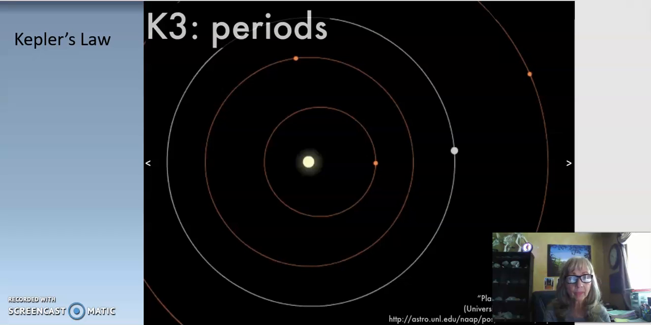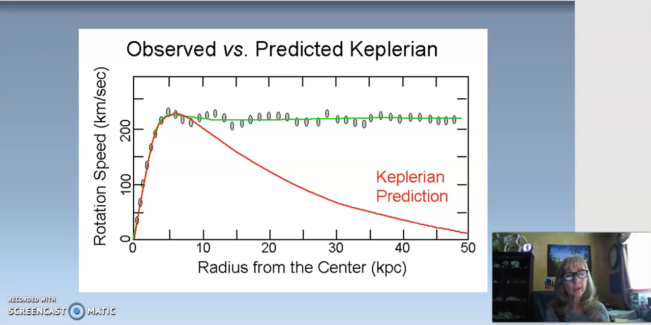So in Kepler's law, we remember that the planets that are closest to the sun have a stronger gravitational pull, and therefore they travel faster than the planets that are farther out. So they orbit much quicker. Not only do they have less distance to travel around, but they actually travel faster. Their velocity is faster. We expected that to be the same case with stars.